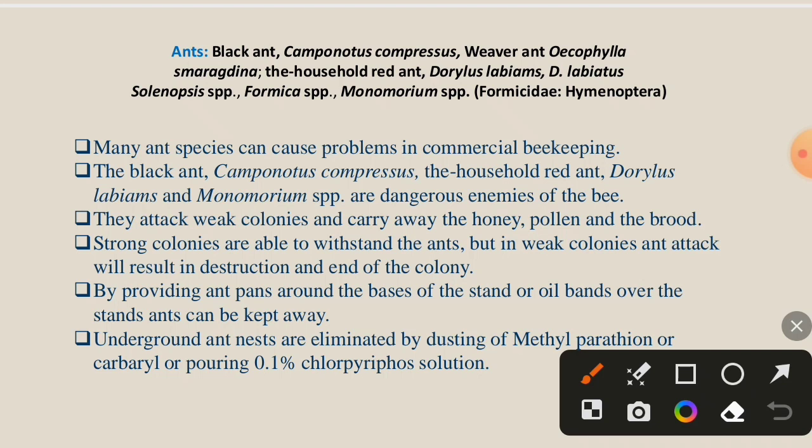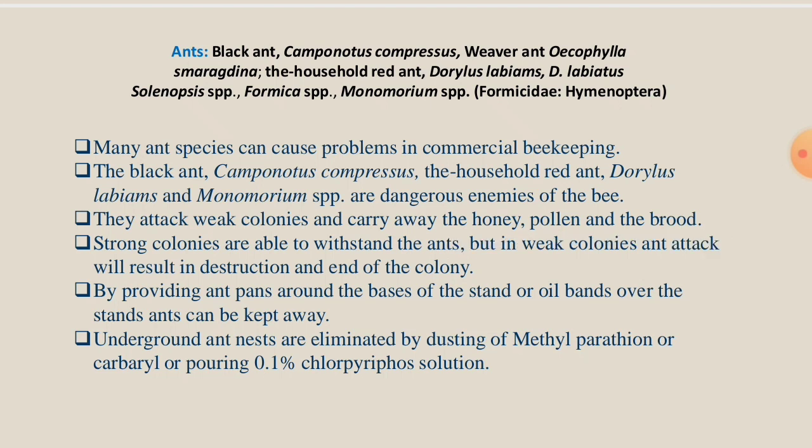And they attack weak colonies and carry away the honey, pollen, and the brood. So they carry the honey, they even take out the pollen, royal jelly also, and brood. By this ant infestation, as they are predatory ants, they even feed on the brood, and the population of the honeybees gradually decreases in that particular colony. And strong colonies are able to withstand the ants, but in weak colonies ant attack will result in destruction and end of the colony, as we have discussed.